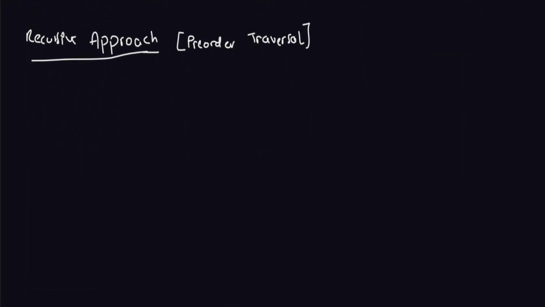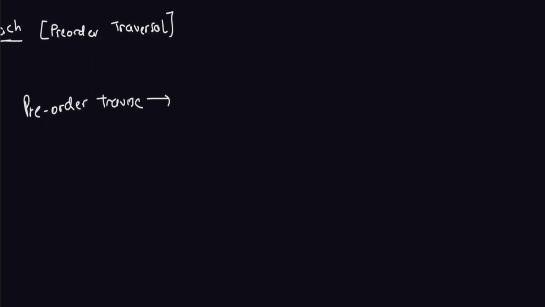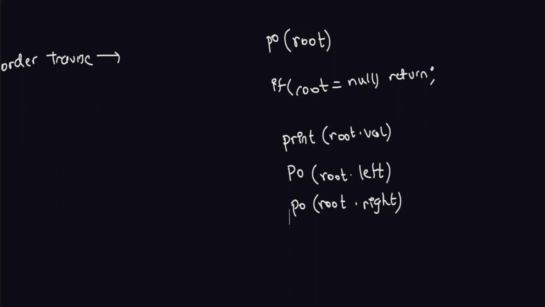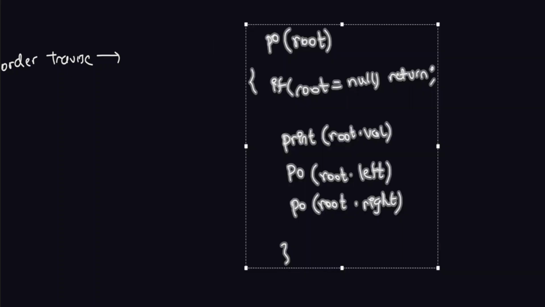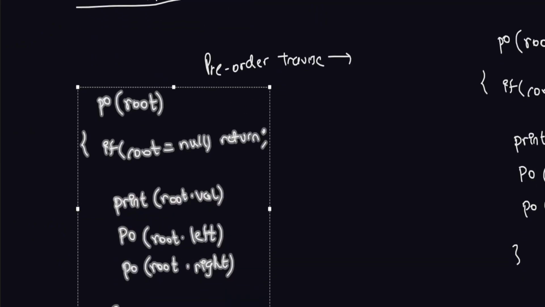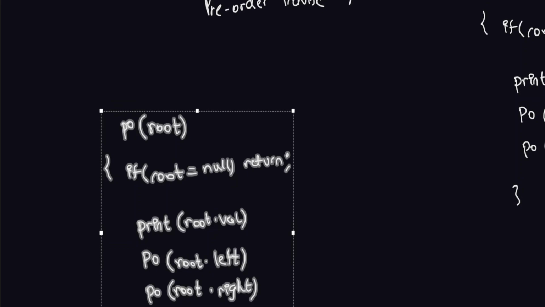In a pre-order traversal, let me just recap: pre-order traversal, PO, you have root. Let me just write the code. This is the code for the pre-order traversal, as you can see. We are just going to modify this code itself because this is a simple traversal question in which some things have been twisted, so we will also deal with those twists.